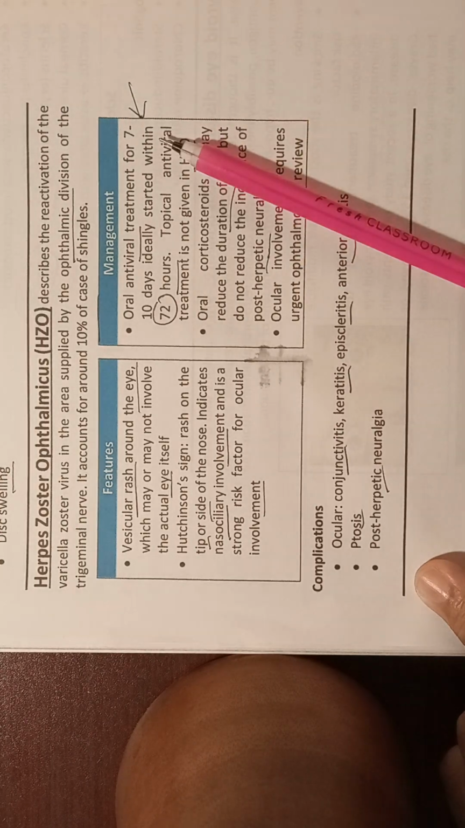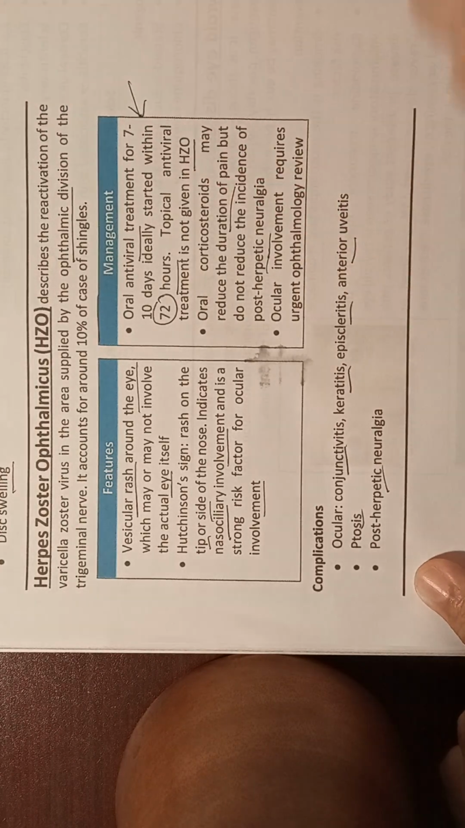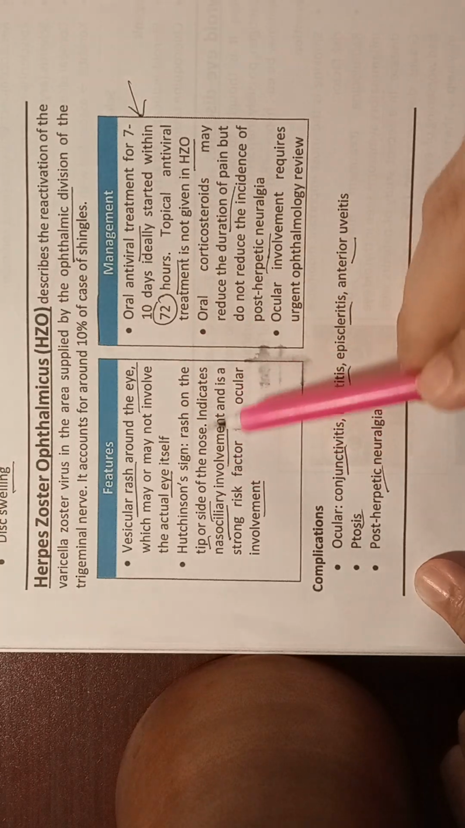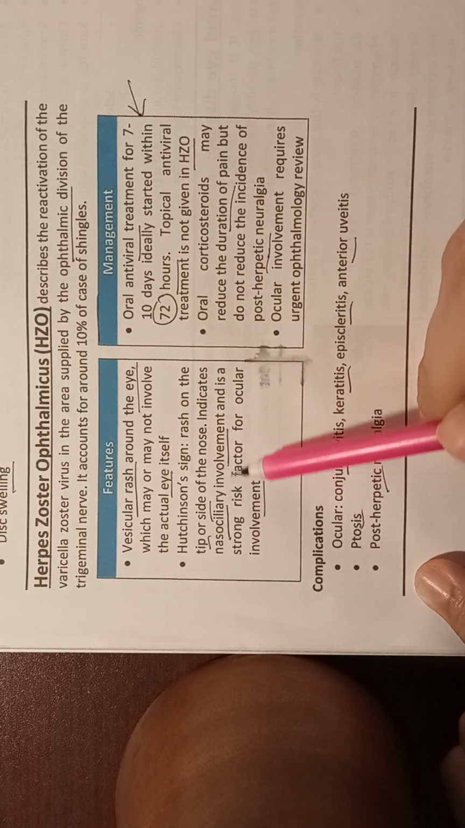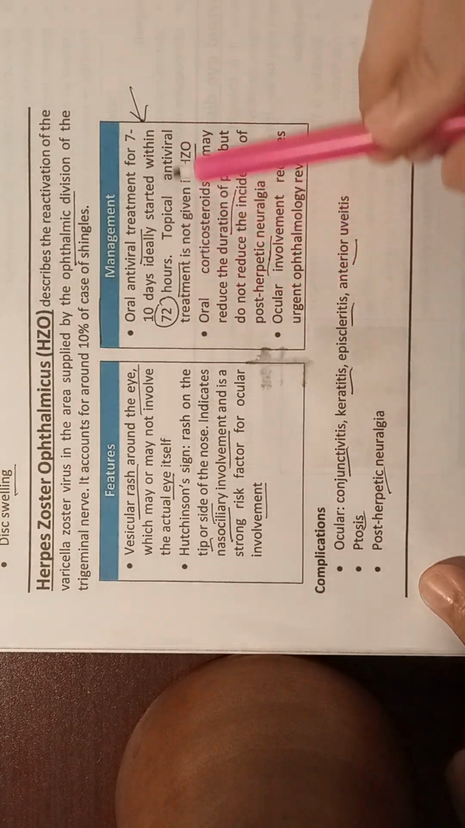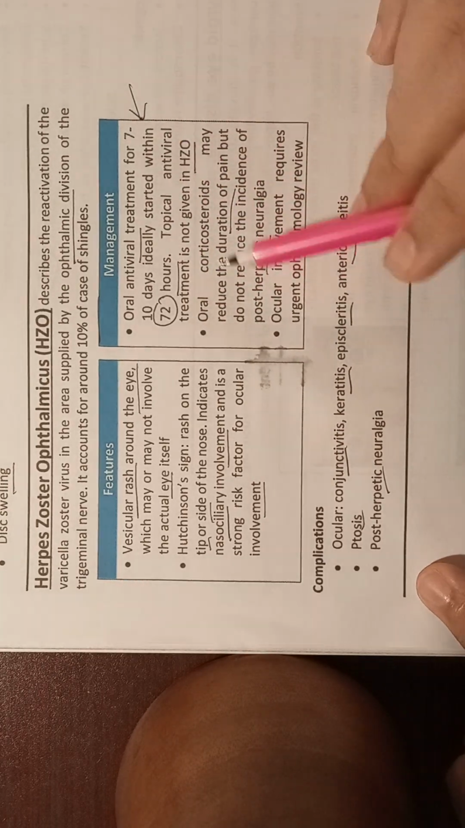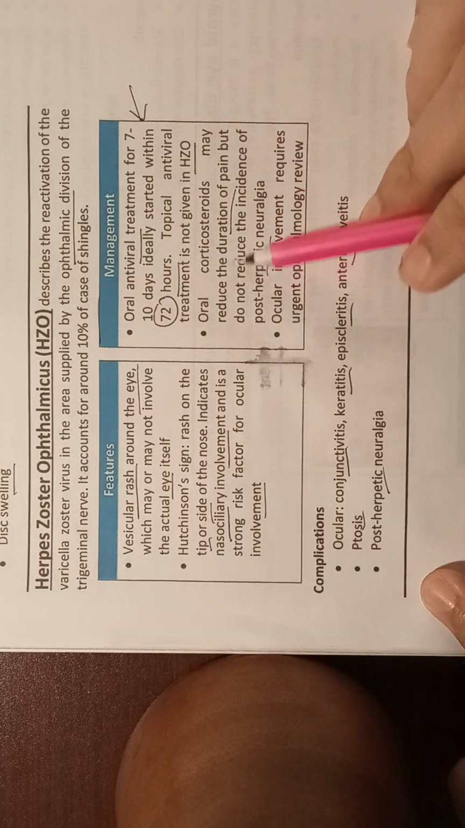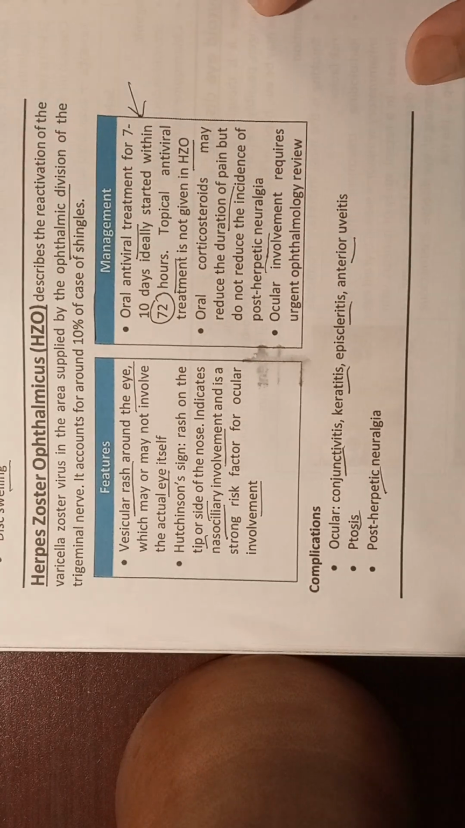So what you have to remember is the features mainly and the treatment as well. Vesicular rash on the eye, Hutchinson sign, a rash on the tip or side of the nose indicating nasociliary involvement, and oral antiviral treatment for 7 to 10 days. Oral corticosteroid can also reduce the duration of pain.